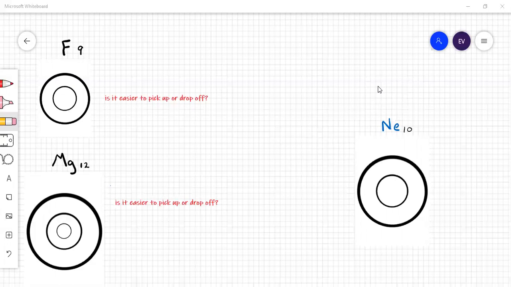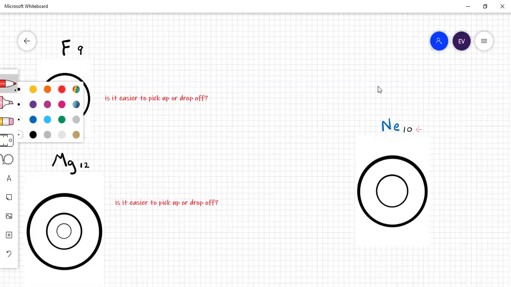Okay, so we're going to start off with a Bohr model just to refresh our memory. We'll start off with neon. Neon is in the second energy level, so because it's in the second energy level, it has two rings. Neon has an atomic number of 10, right?